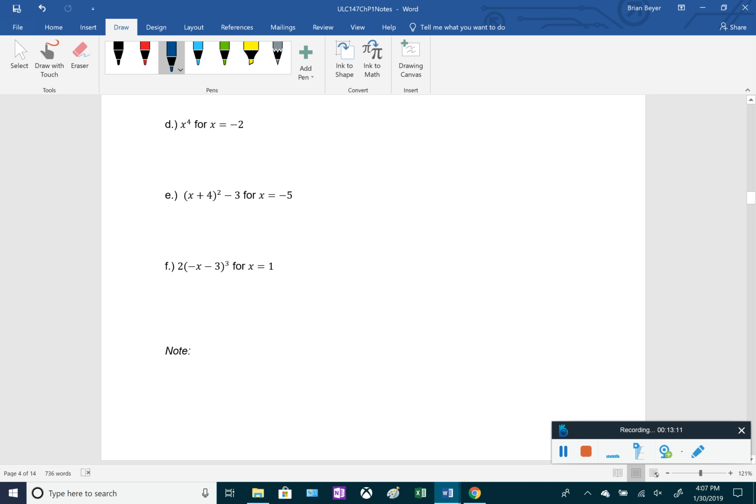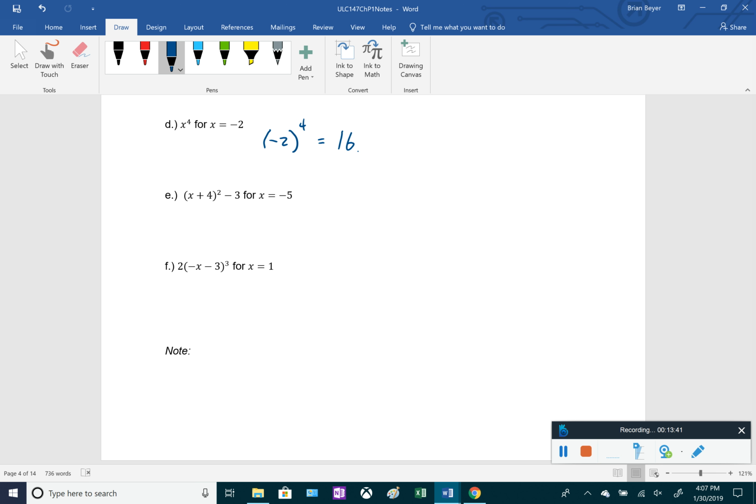And for x to the 4th, evaluate x to the 4th for x equals negative 2. So that's going to be negative 2 to the 4th. Right away I see that it's raised to an even power, so we know it's going to be positive. 2 to the 4th is 2 times 2 times 2 times 2, which is 16. If you have to write this out in expanded form being multiplied, that's fine. I'm just skipping it for now.